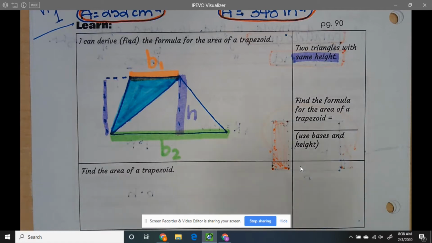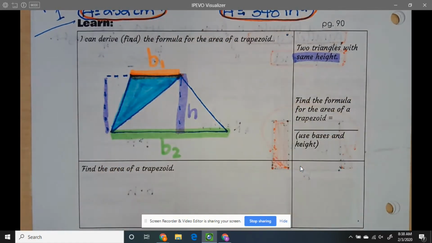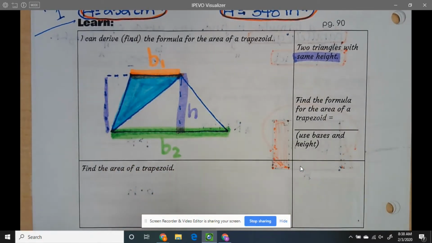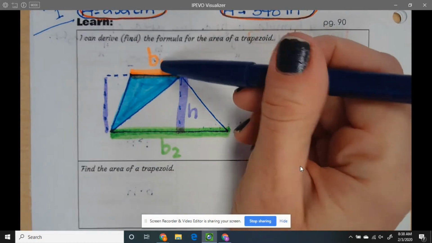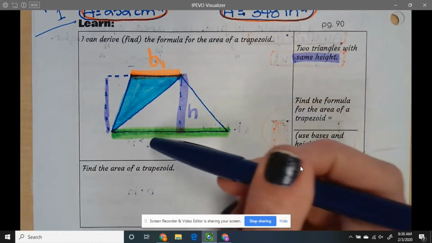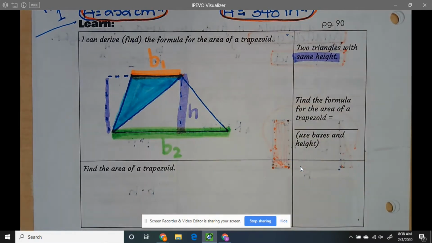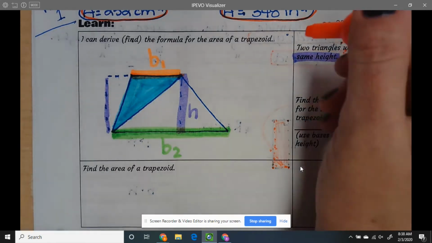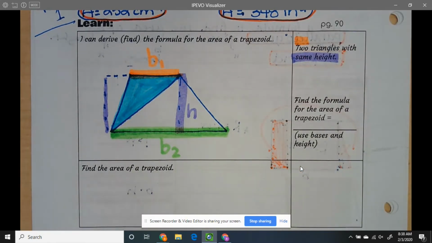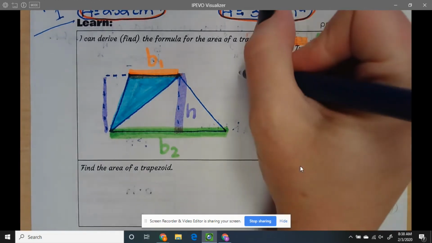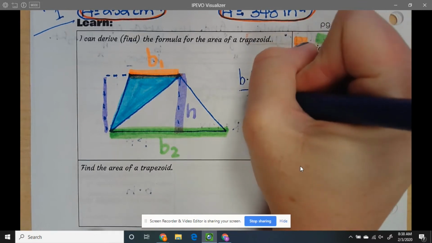So we have one base, which is right here in orange, and then we have another base right here in green. So the trapezoid has two bases technically. So the base of one triangle and the base of another triangle. And the height of both of those triangles is the same. So we have two triangles with separate bases. They're going to be different lengths, but the same height. Okay, so we know the area of a triangle is base times height divided by 2.